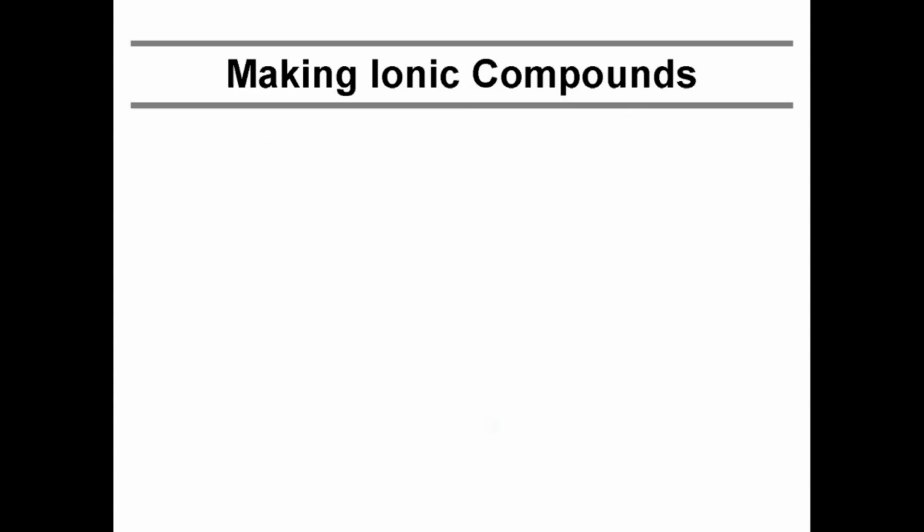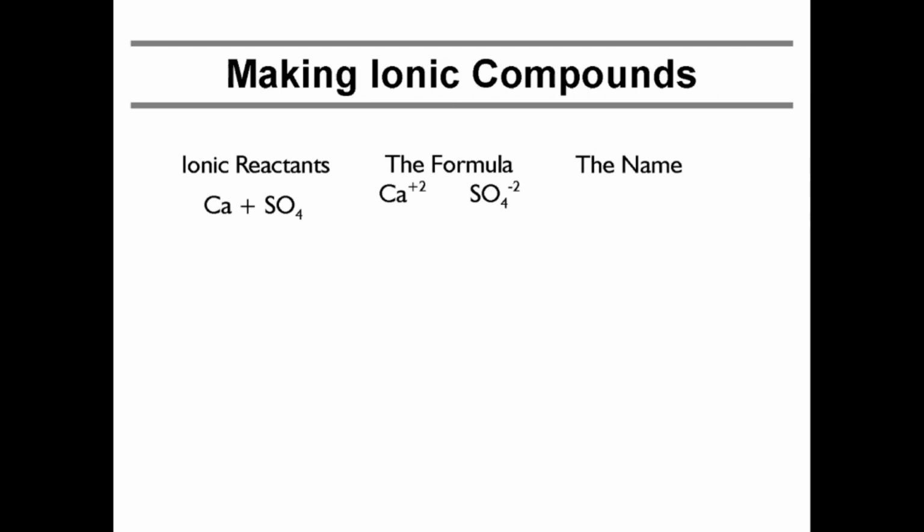All right, how do we make ionic compounds? One more time. We have an ionic reactant, we have a formula, we have the name. So let's work with polyatomic ions. In this case, calcium and the sulfate ion, putting it together. Well, we need to look at the charge. Calcium is a +2 and SO4 was a -2. They cancel out. We put them together. We get CaSO4, and the name of this one is calcium sulfate.